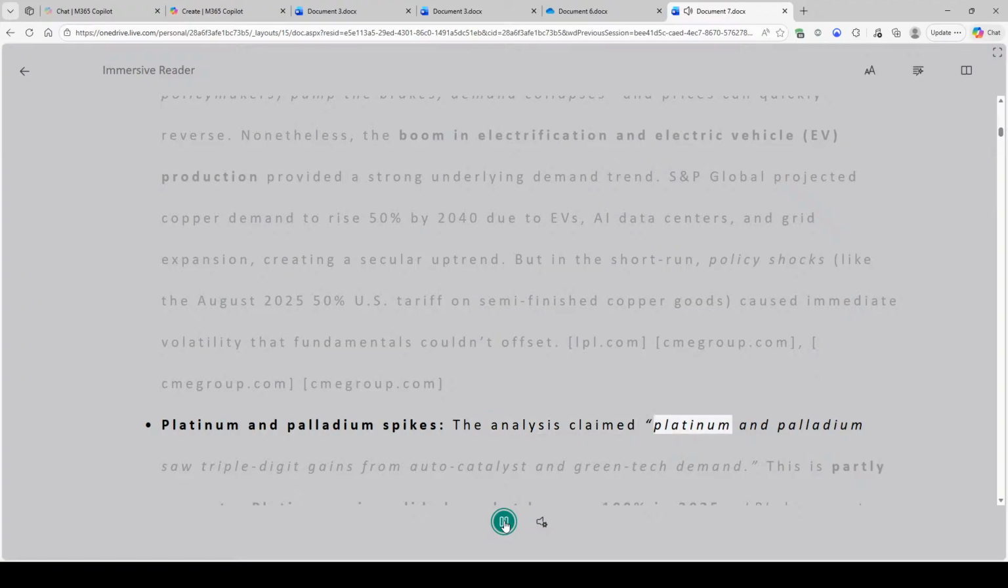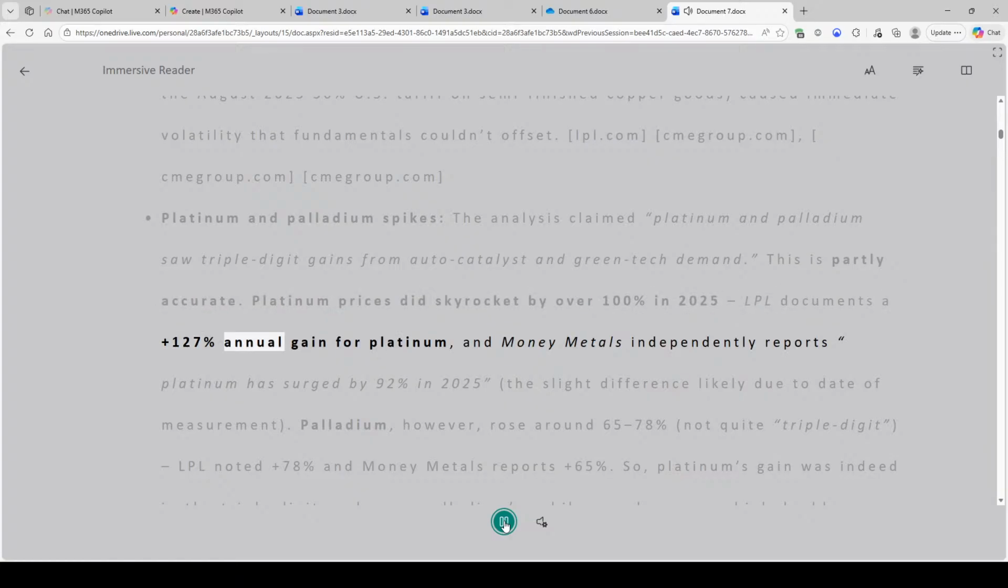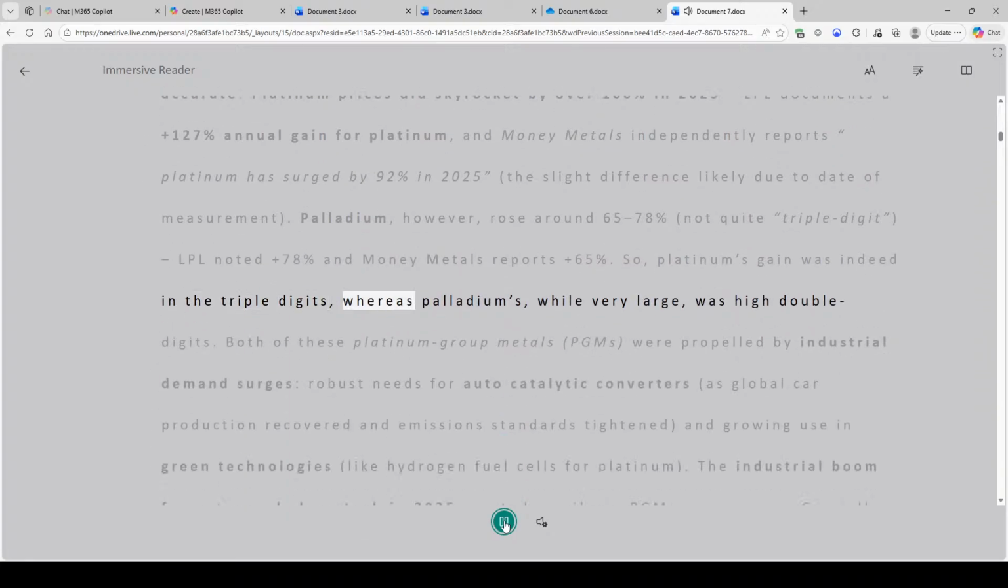Platinum and palladium spikes. The analysis claimed platinum and palladium saw triple-digit gains from auto catalyst and green tech demand. This is partly accurate. Platinum prices did skyrocket by over 100% in 2025. LPL documents a plus 127% annual gain for platinum, and Money Metals independently reports platinum has surged by 92% in 2025, the slight difference likely due to date of measurement. Palladium, however, rose around 65 to 78%, not quite triple-digit. LPL noted plus 78% and Money Metals reports plus 65%. So, platinum's gain was indeed in the triple digits, whereas palladium's, while very large, was high double digits.